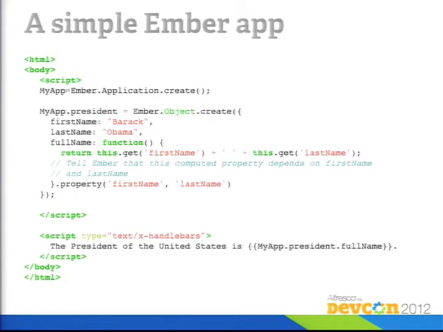And down here we have a handlebars template that's very simplistic. Handlebars templates can be expressed in a variety of different ways, but for simple apps, you would just have a script tag and set its type to text/x-handlebars. And right now I'm just outputting some basic text, but here are your curly braces, two curly braces, and then I'm going to say, hey, let's grab the full name property of my app.president.